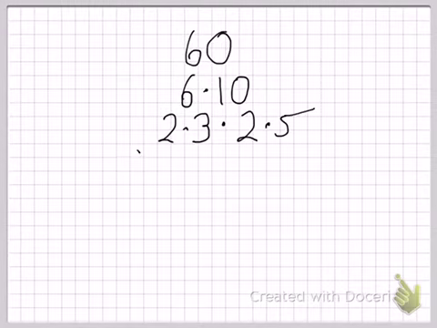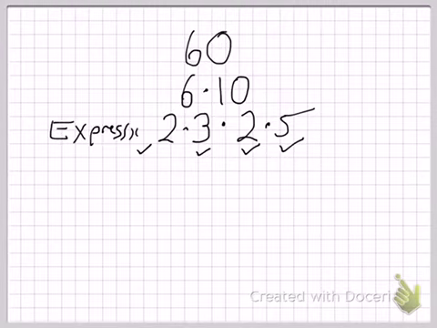So going through my list, 2 is prime, 3 is prime, 2 is prime, and 5 is prime. So we already have it. This right here would be your expression. 2 times 3 times 2 times 5.